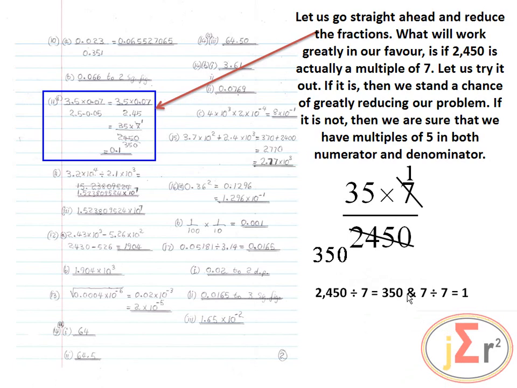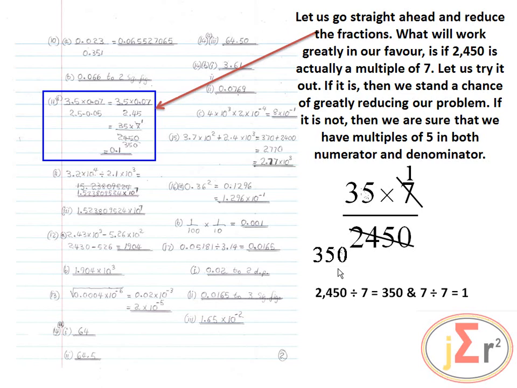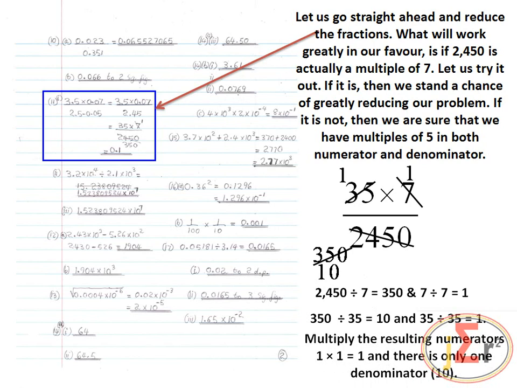No problem. That greatly reduces our problem, because apart from the fact that we already know that 5 is a common factor, we have 35 here, 350 here, and it's obvious that one is 10 times the other. 350 divided by 35 is equal to 10, reducing by a common factor of 35. 35 into 35 is 1. We will finish up as usual by multiplying the numerators, and we only have 1 denominator. So 1 multiplied by 1 is 1.